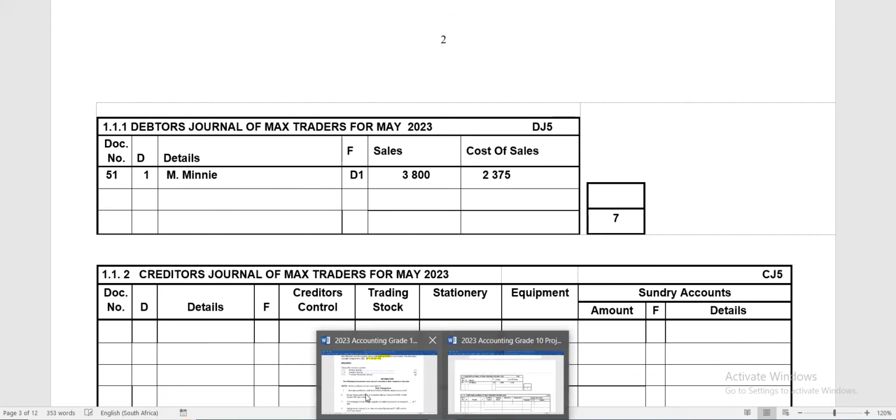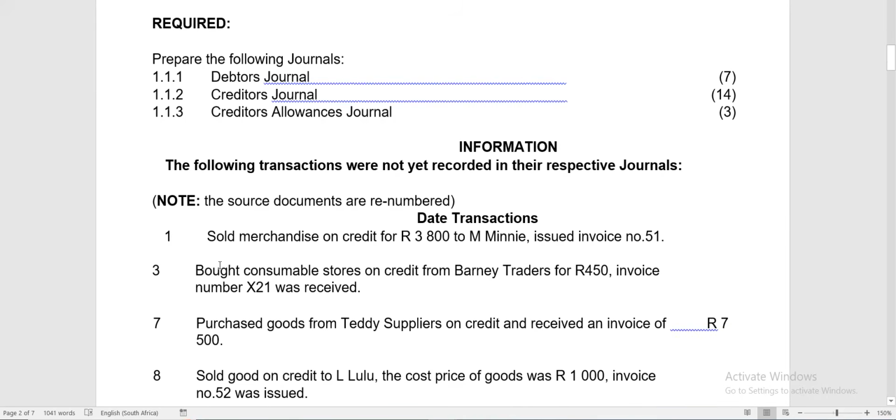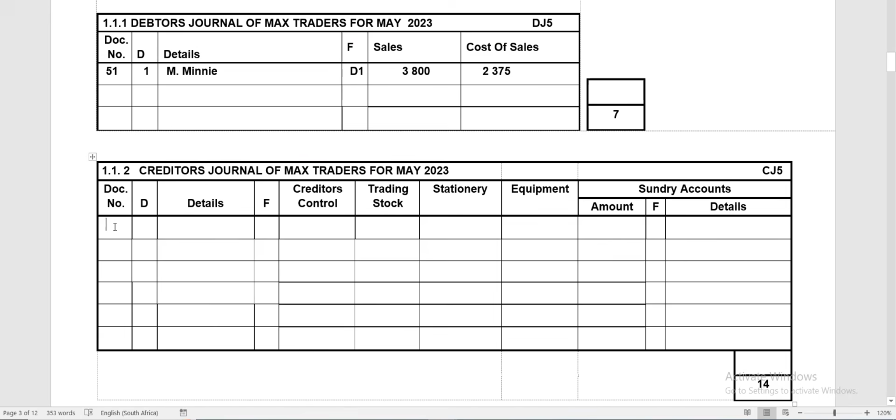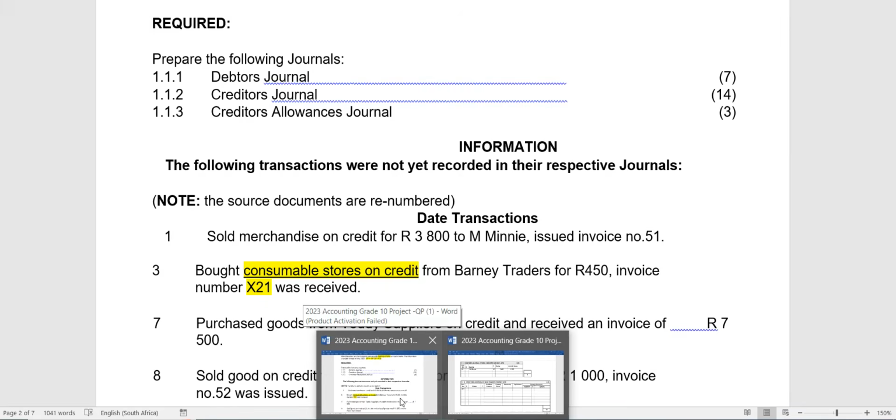Then we move to the second transaction. They're saying that we bought merchandise on credit. The keyword is that this is on credit, and we bought this from Bentley Traders for 450, invoice number X21. We are the ones buying, so whenever we are buying on credit, we are going to use the creditors journal. We'll write the document number X21 here in the creditors journal, and our date according to this will be the 3rd.